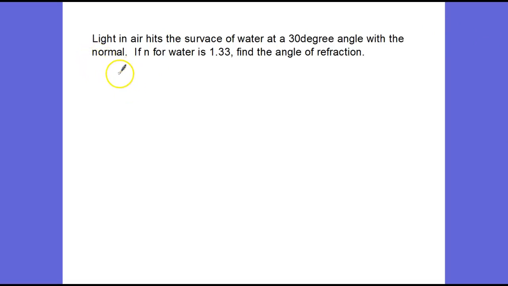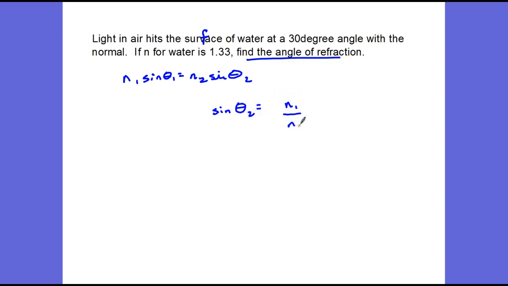Light in air hits the surface of water at a 30-degree angle with the normal. If n for water is 1.33, find the angle of refraction. So n1 sine theta 1 equals n2 sine theta 2, and I want to find the angle of refraction, which is theta 2. So sine theta 2 equals n1 over n2 times sine theta 1. n for air is 1, n2 is 1.33, and sine of 30 equals the sine of theta 2.